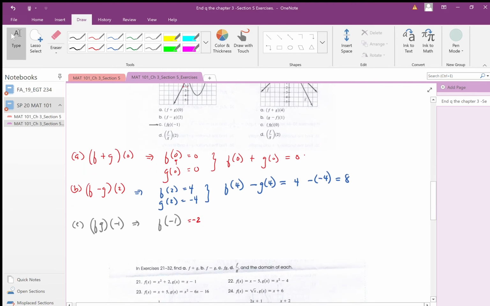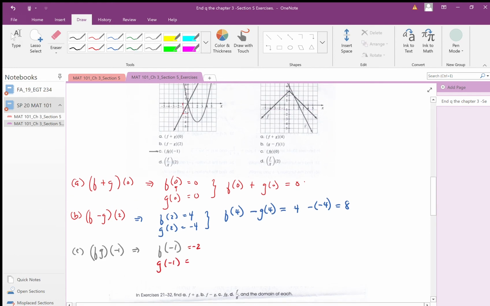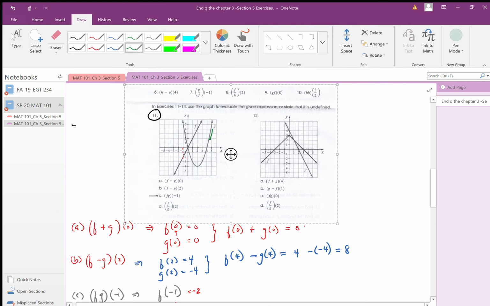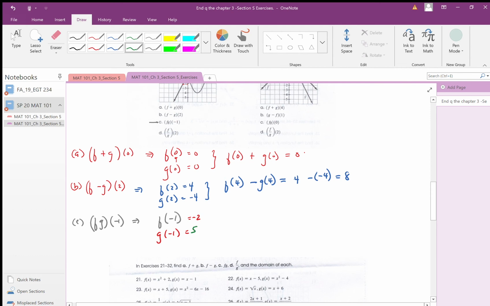When I have g of negative 1, I'm here on my g graph right here. I'm looking for negative 1. Oops, I've got to come up all the way to 5, because this graph is a parabola, so it goes to 5. It will be the y value. So when I take the product of these two, f of negative 1 times g of negative 1, all I'm saying is negative 2 times 5 happens to be negative 10. And that's my answer.